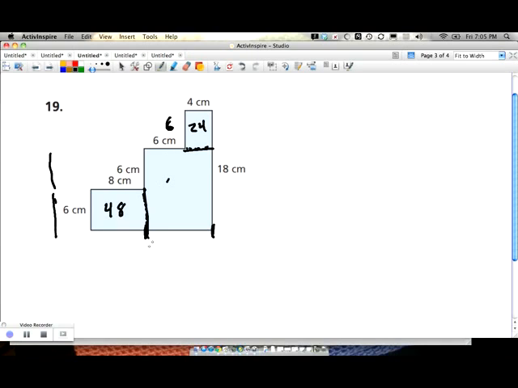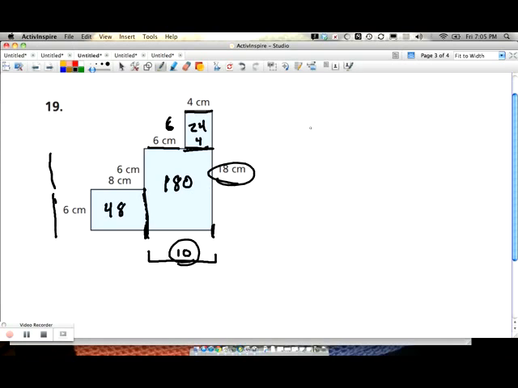Now this down here, what's this base? Well, I know that this piece is 6, and I know that it continues on here. Oh wait, that's the same as this one up there. That's 4. So if that's 6 and 4, that means this must be 10, because it's got to be the same on top and bottom. So then I have to do 10 times 18 centimeters, and that gives me 180.